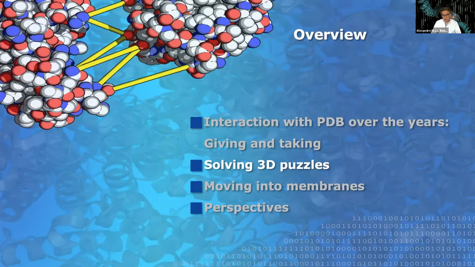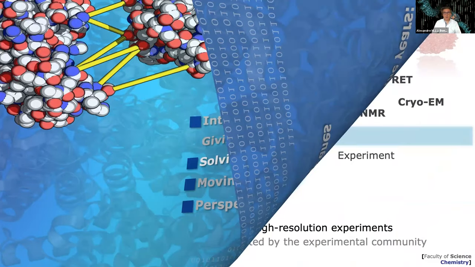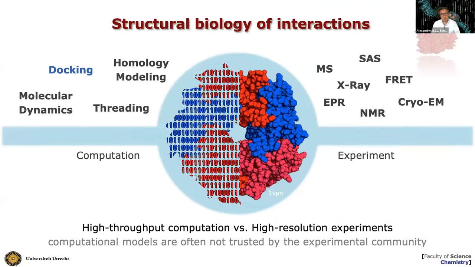So this brings me now to the structural biology of interactions. So if we want to study molecular machines, macromolecular complexes, of course, the methods of choice are the experimental methods, if you can get them to work. With crystallography, EM these days, a big boost, and of course NMR.